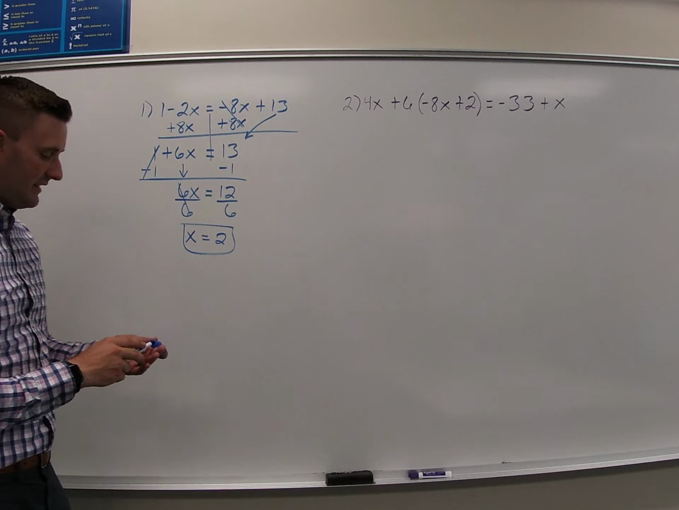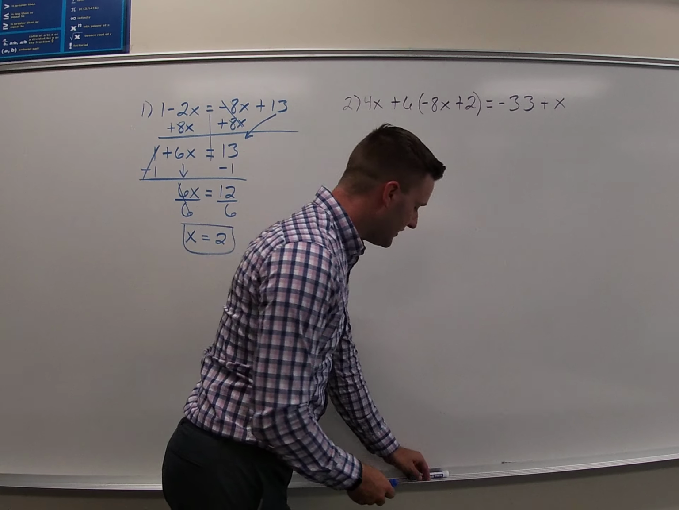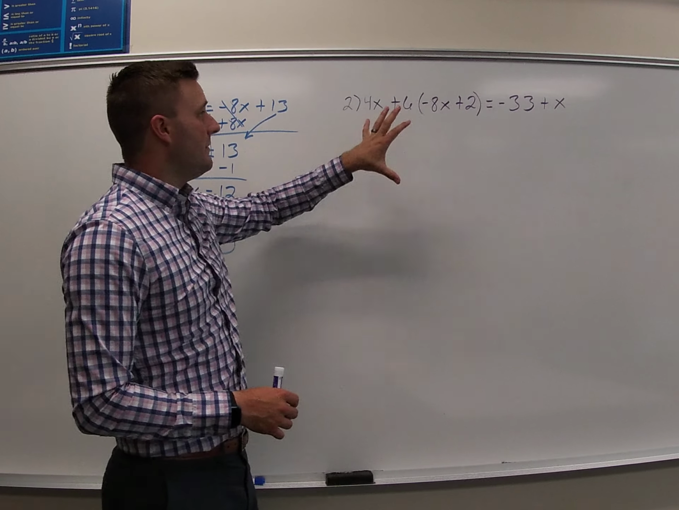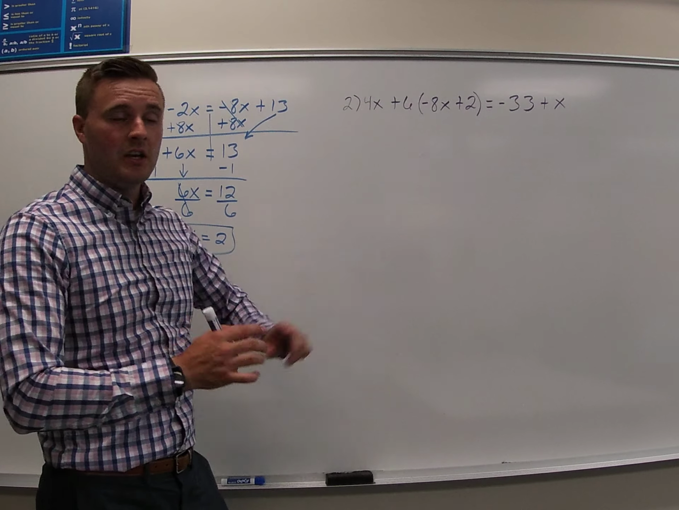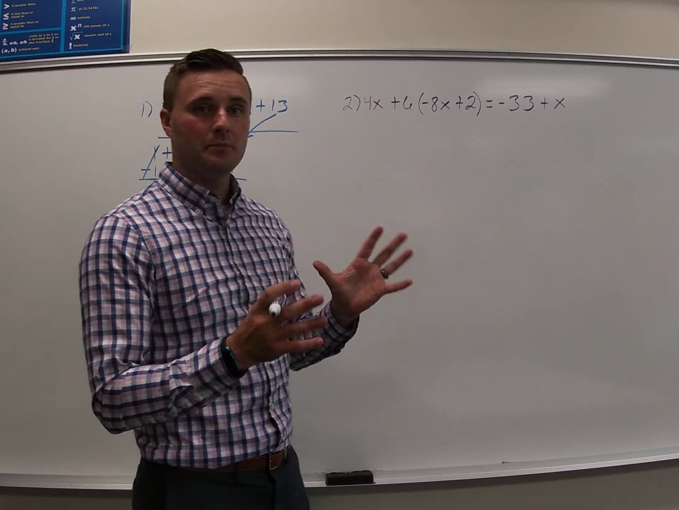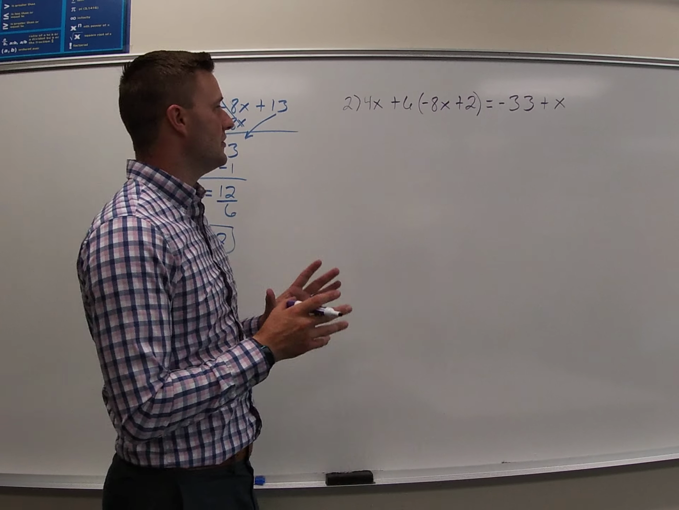Now with this other one, if you can solve this equation, you can solve virtually any equation. You have distributive property. We're going to combine like terms, and we have variables on both sides. So just one step at a time. You see parentheses. When you see parentheses, know that you have to distribute.